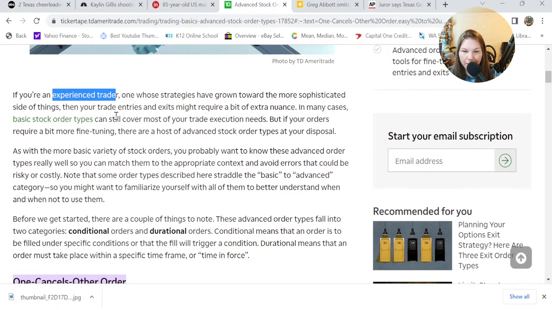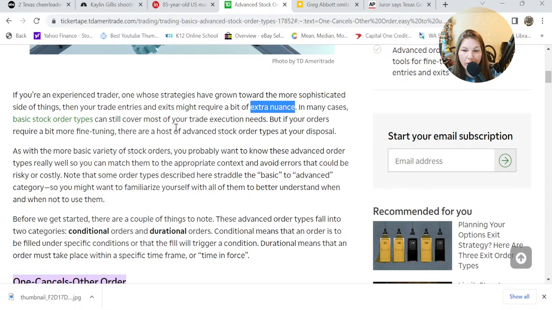So here we go. The basic stock type orders that we covered yesterday can cover most of your trade execution needs, but if your orders require a bit more fine-tuning, there are a host of advanced stock order types at your disposal. And by fine-tuning, guys, a lot of that is your risk management. Maybe you're not willing to lose more than 3 to 7% of what you are investing. And if that's the case, you will need extra nuance.